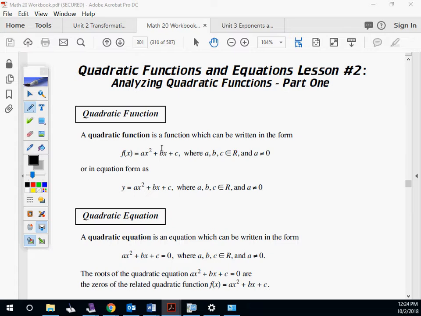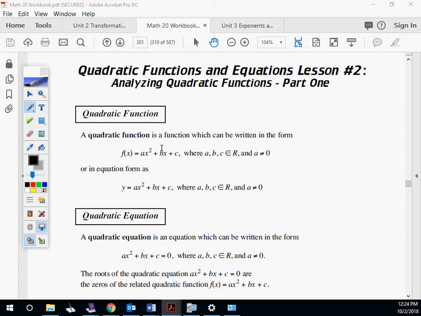Unit 2, Lesson 3, or Unit 3, Lesson 2, excuse me. Unit 3, Lesson 2, quadratic function. So a quadratic function is in the form of ax squared plus bx plus c, where a, b, and c are real numbers, and we call that general form. We'll get to that in a little bit.